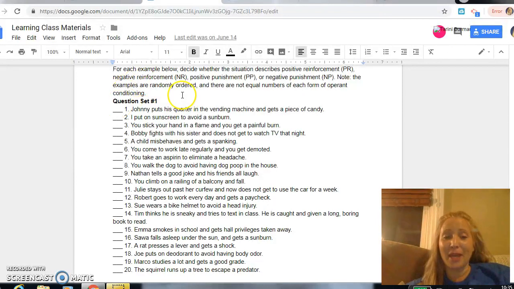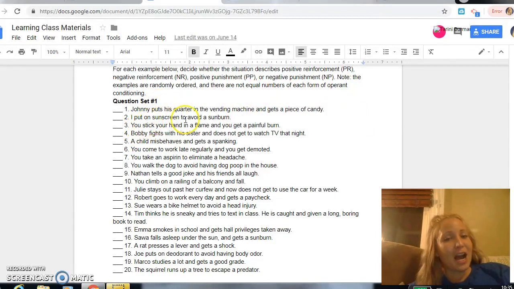Okay, so the behavior is Johnny putting the quarter in the vending machine. So he's going to be definitely more likely to do this if he gets a piece of candy. If your machine is broken, you may not do that. But so this is his behavior and it's strengthened. That means it's reinforcement. And the stimulus is getting a piece of candy, so that is being added. So this is positive reinforcement.